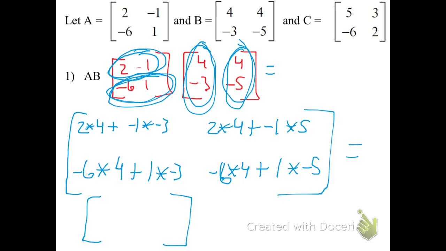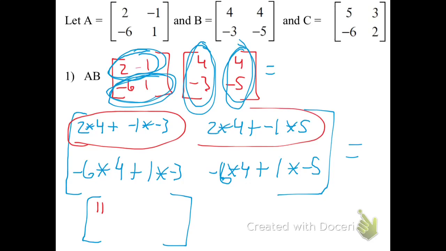So first bit of multiplying, adding stuff. 2 times 4 is 8. -1 times -3 is 3. So you got 8 plus 3, which is 11. Next one, we'll do 2 times 4, which is 8. -1 times 5 is -5. 8 plus -5 is 3.